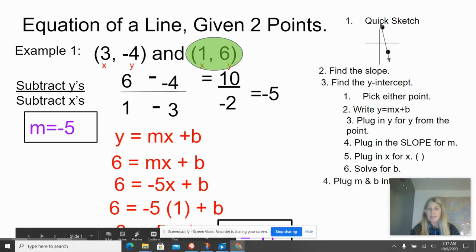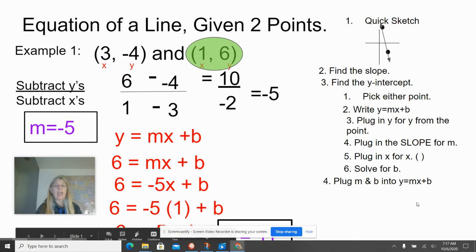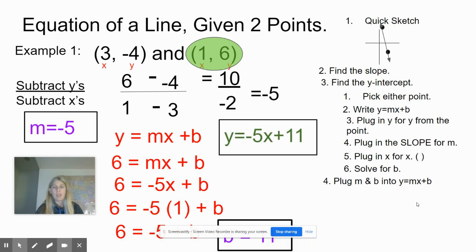So my next step is to plug in m and b into the equation y equals mx plus b. I'm going to replace m with negative 5 and b with the y-intercept that I just found. So my equation of the line that goes through points (3, -4) and (1, 6) is y equals -5x plus 11. Now I can go ahead and check my answer.